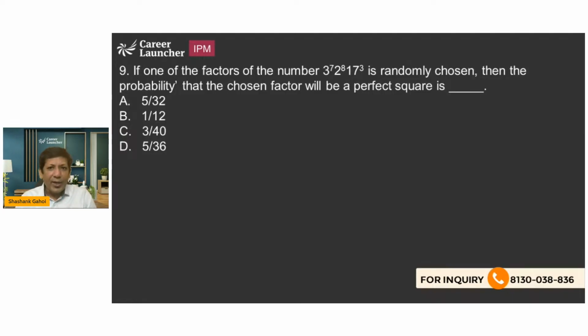If one of the factors is chosen at random, what is the probability that it is going to be a perfect square? Okay, so probability means our answer is very simple: the probability will simply be the number of perfect square factors divided by the total number of factors. So we just need to find the total perfect square factors and the total number of factors.